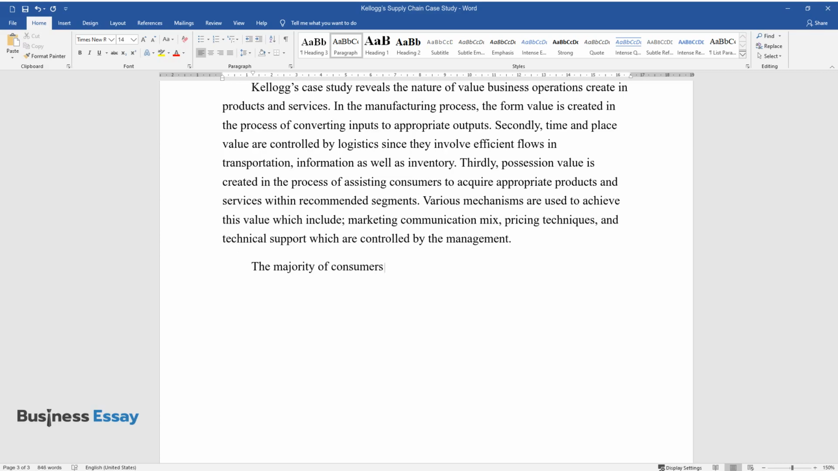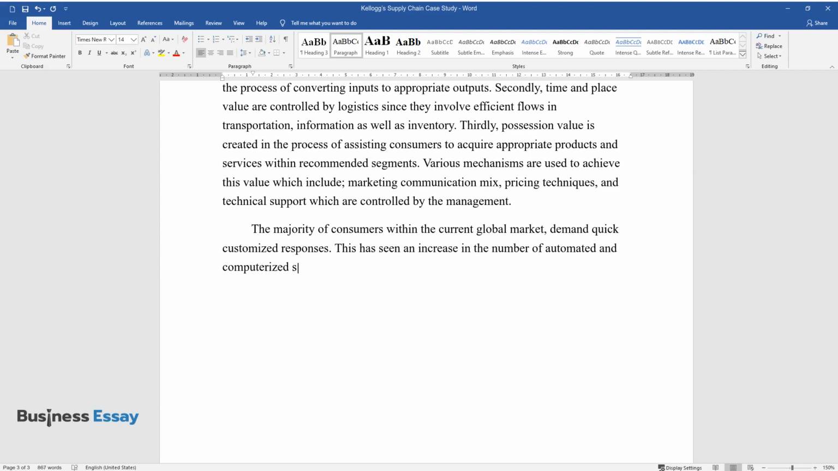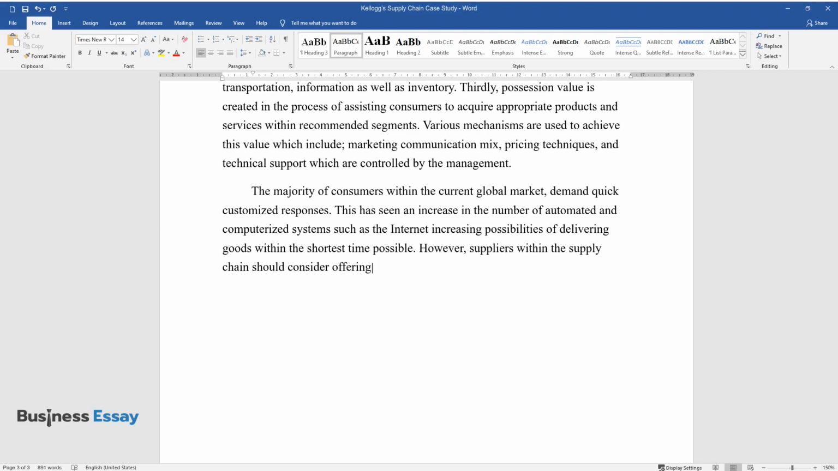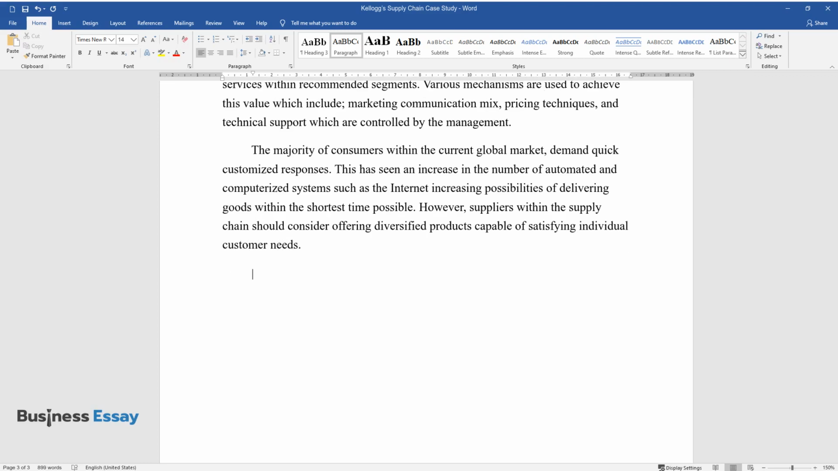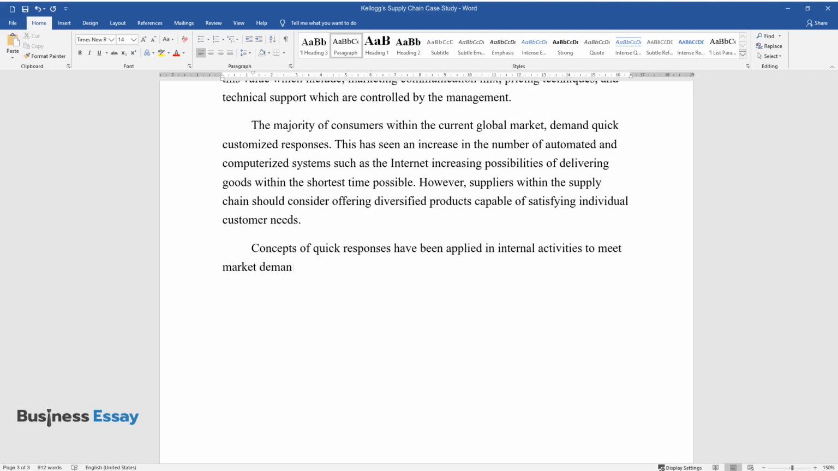The majority of consumers within the current global market demand quick, customized responses. This has seen an increase in the number of automated and computerized systems such as the internet, increasing possibilities of delivering goods within the shortest time possible. However, suppliers within the supply chain should consider offering diversified products capable of satisfying individual customer needs. Concepts of quick responses have been applied in internal activities to meet market demands.